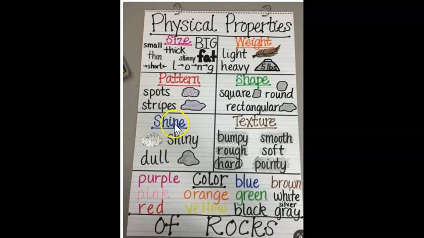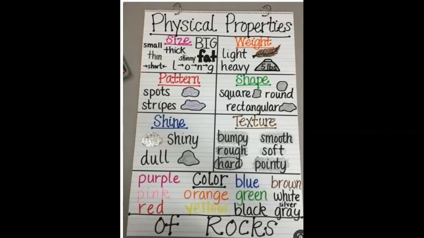So then we're going to go down to shine. Another word for shine that we used last week was luster. Remember, luster refers to how a mineral reflects light. So we can use the words shiny, or we can use the words dull just to see how it's reflecting light. Another word that we might want to say is metallic. When we think of metallic, what do we think of? Metal. Good job.